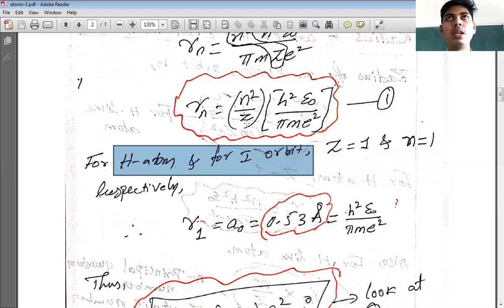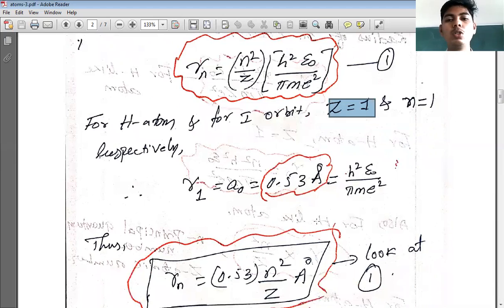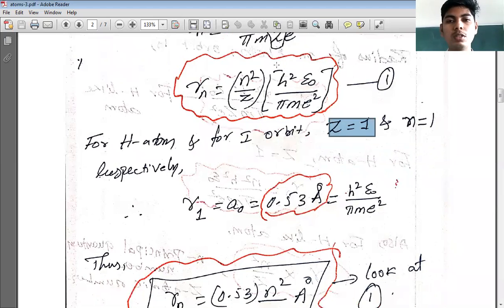For n square by z, since we took the first orbit, we put n equal to 1. Since we took a hydrogen atom, we put z equal to 1. If it is for the second orbit, you have to substitute n is equal to 2. If it is for the third orbit, you substitute n is equal to 3. For a hydrogen atom, z will remain equal to 1, right? So just remember the value of this constant. It will be 0.53 angstrom.